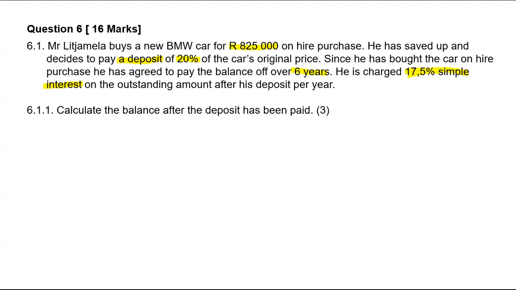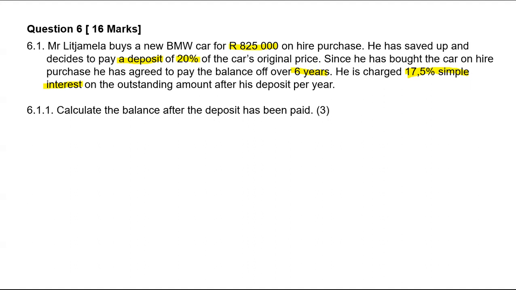But whatever he's owing over that 6-year period is going to be charged interest. So we have to pay, together with interest, whatever we are going to owe. All right, that's what's important here. Now, obviously, we will be charged interest on the outstanding amount. Outstanding amount is the amount that we are going to owe after we have paid the initial deposit. They want us here to calculate the balance after the deposit has been paid.